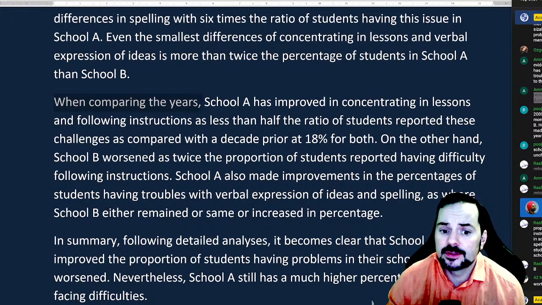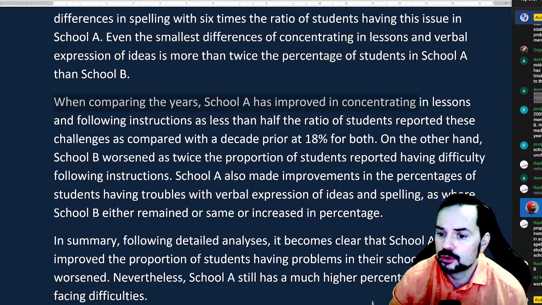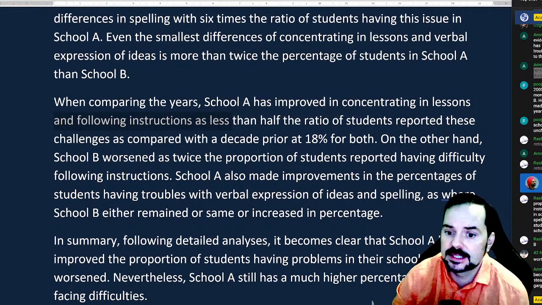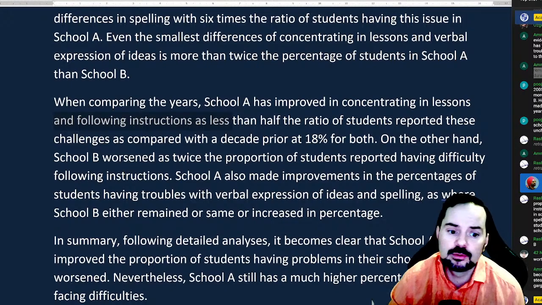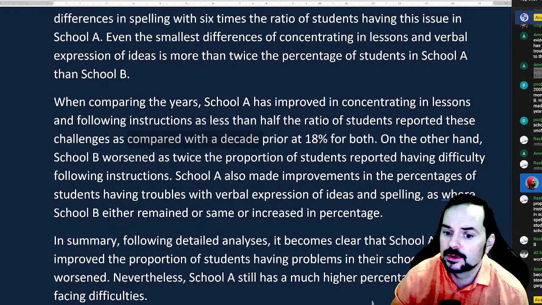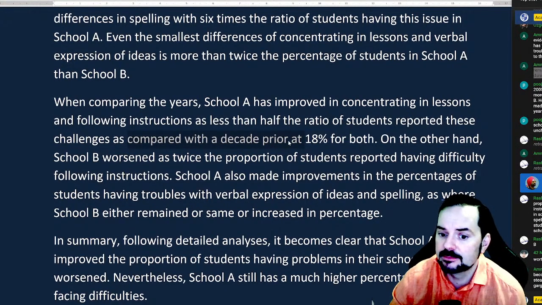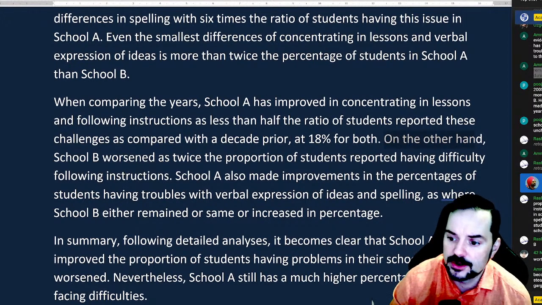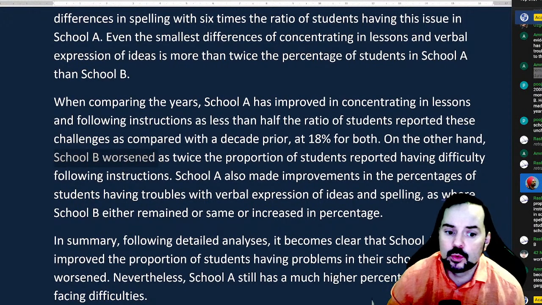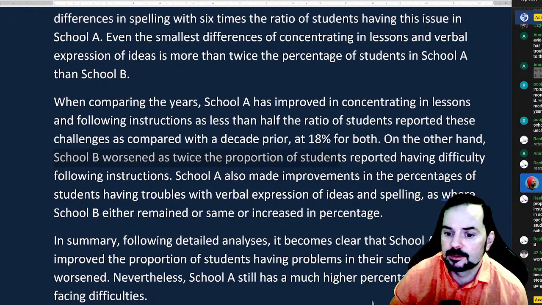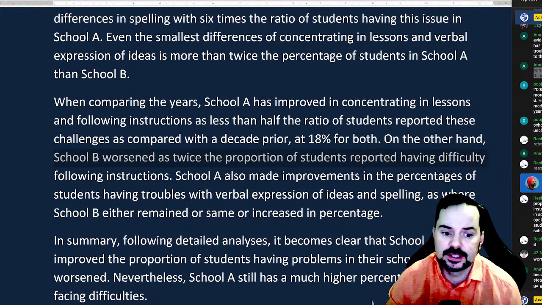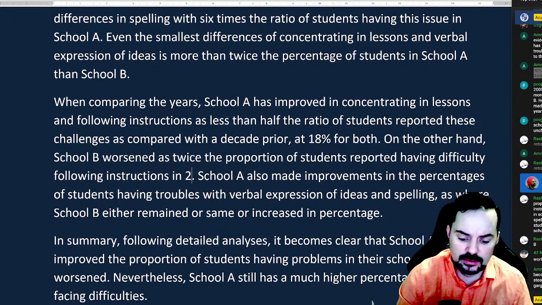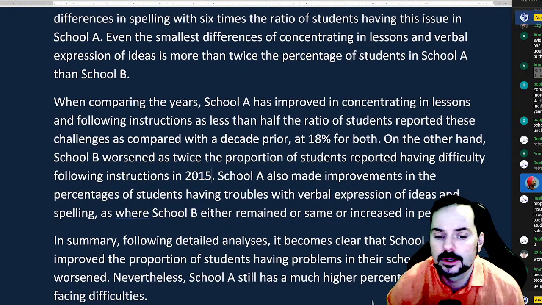When comparing the years, School A has improved in concentrating in lessons and following instructions, as less than half the ratio of students reported these challenges as compared with a decade prior at 18% for both. On the other hand, School B worsened as twice the proportion of students reported having difficulty following instructions in 2015.